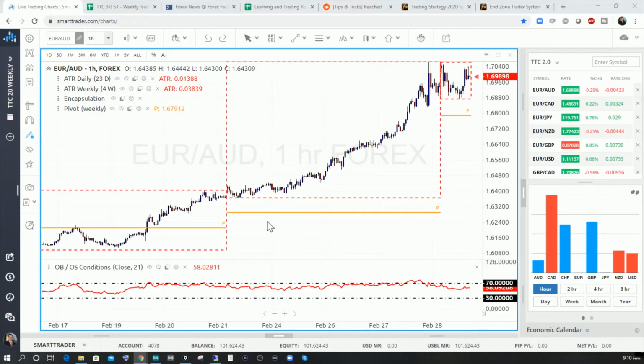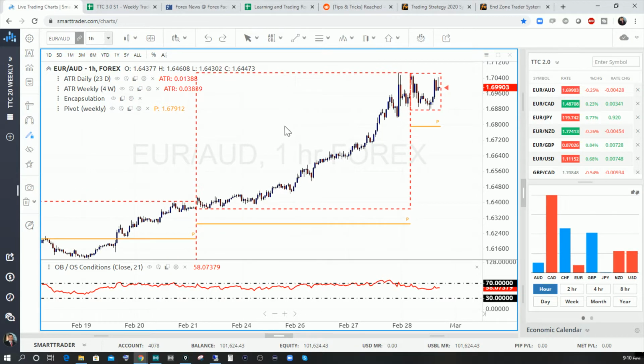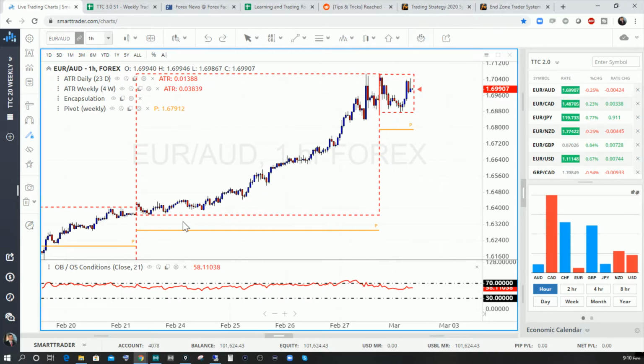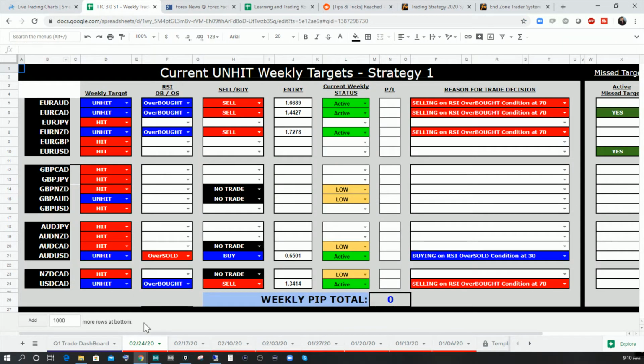All right, so let's go ahead and continue. We've got a couple of things right here, and take a look at the Euro Aussie. Euro Aussie is creating an opportunity this week for us. Although we had an opportunity last week that we're already in, this week is also a new opportunity right here. So let's go ahead and update.